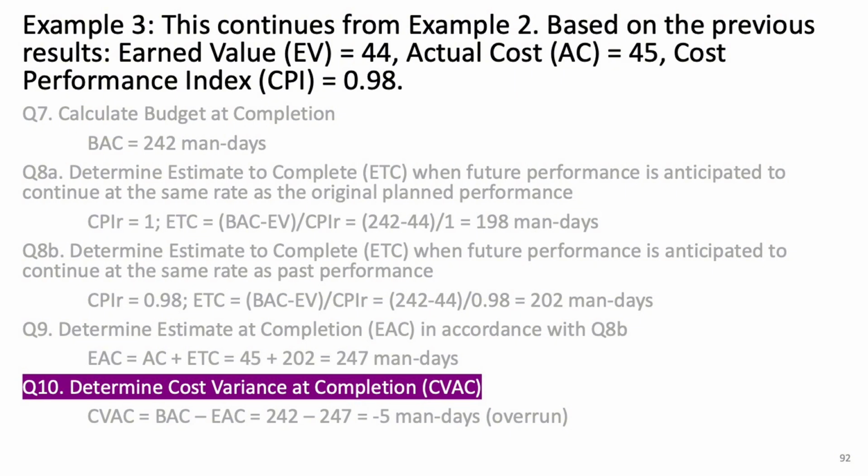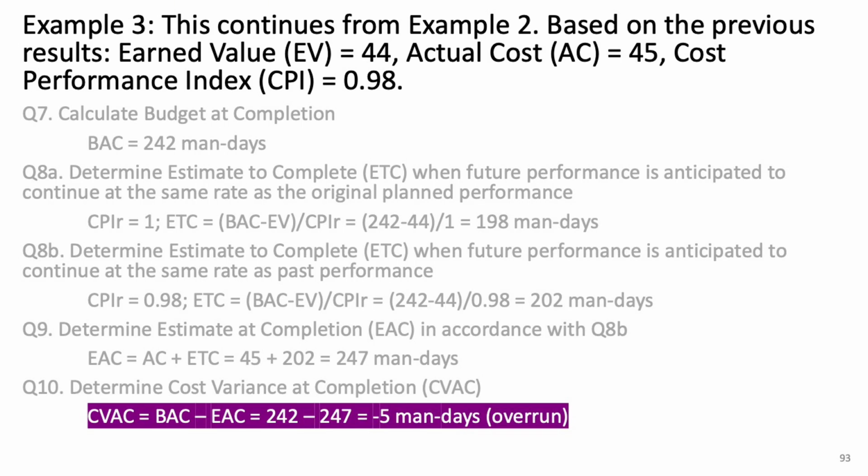Finally, let's calculate the cost variance at completion, CVAC. This tells us whether we're going to be under or over budget by the time the project finishes. To calculate it, we subtract the estimate at completion, EAC, from the budget at completion, BAC. So we do 242 minus 247, which gives us a result of minus 5 man-days, meaning the project is projected to be 5 man-days over budget. And that's it. That's how we forecast the project's budget at completion using the EVM method.